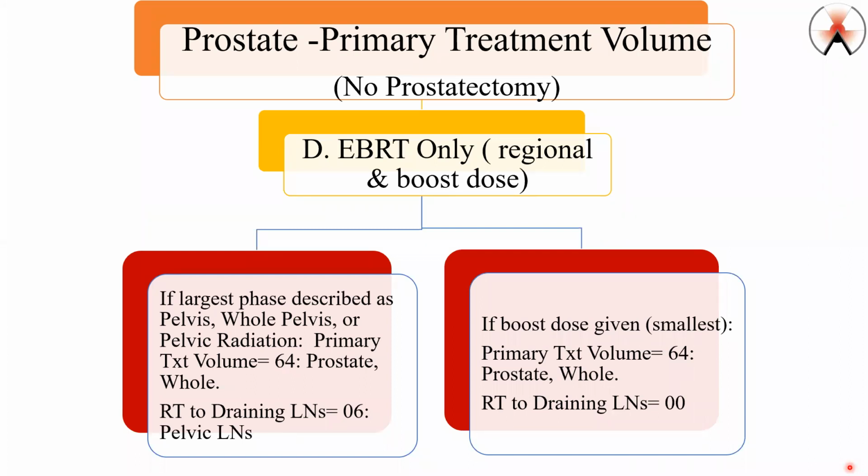Treatment volume, no prostatectomy, external beam radiotherapy only, and this patient may have undergone regional and a boost dose. Okay, so again, look in the treatment summary if they mention pelvis, whole pelvis, because if that is so, then the RT to the draining lymph nodes has to be coded to 06. Okay, this is indicative of lymphatics being in the irradiated field. And again, this afternoon, I'm going to show you what else you can look at to help you determine whether indeed the lymphatics are being irradiated or not.